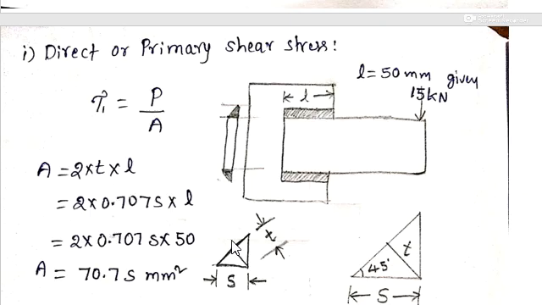So that is throat thickness into length, you will get the rectangular area. Because there are two weld sections, you will multiply with 2, and this throat thickness is given by 0.707 times S.